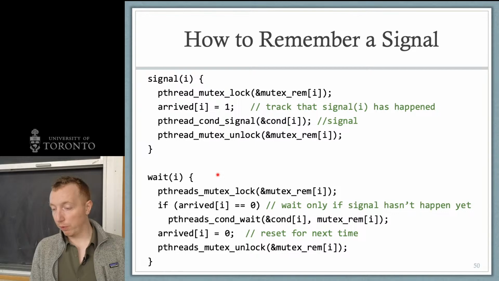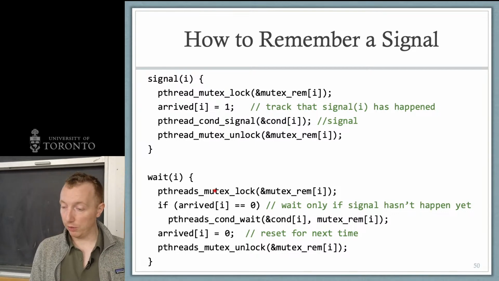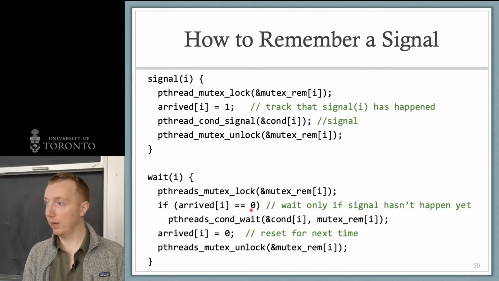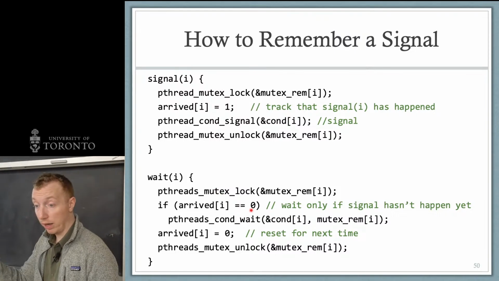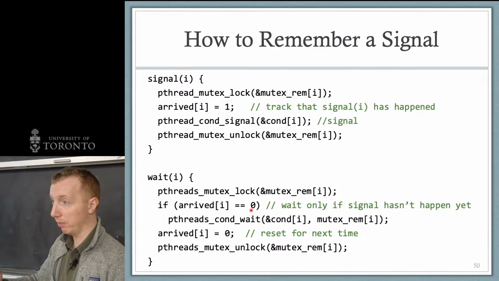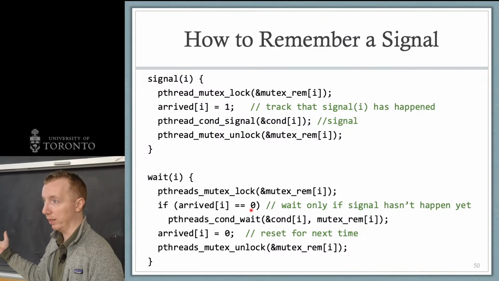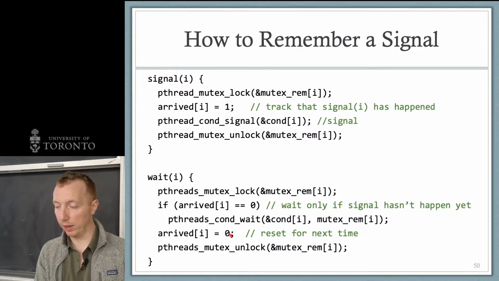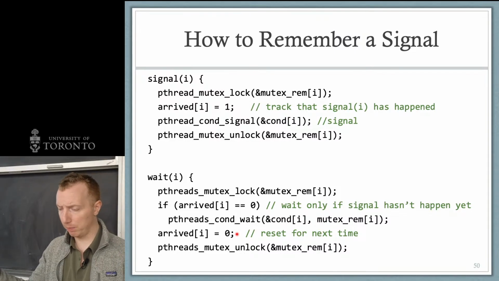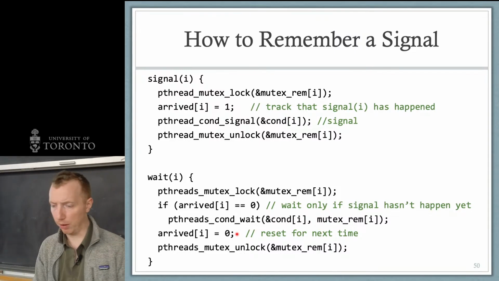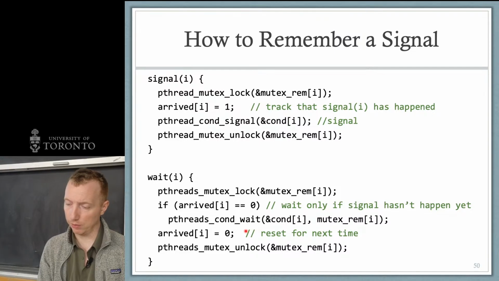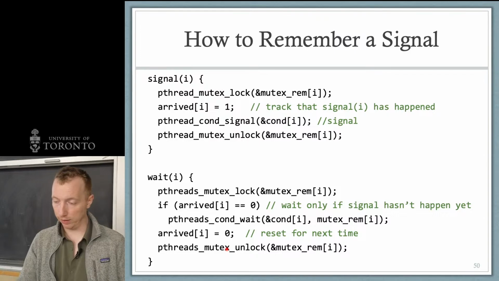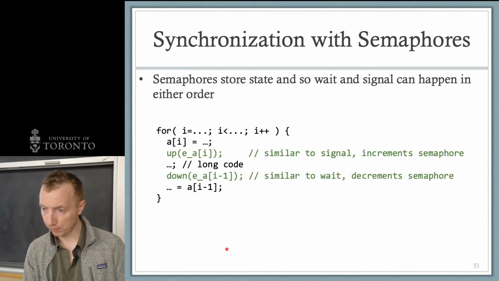Otherwise, for my wait, I can just make sure that I'll only wait if the signal hasn't happened yet. So if someone's already been there, then I don't even have to bother waiting. I can just go ahead and continue. I can skip over the wait, and then I can just reset it for the next time. Although this time, I probably don't need to reset it. But in general, you could reset it if you have to iterate over the array a few times. So that is one way you can fix it.